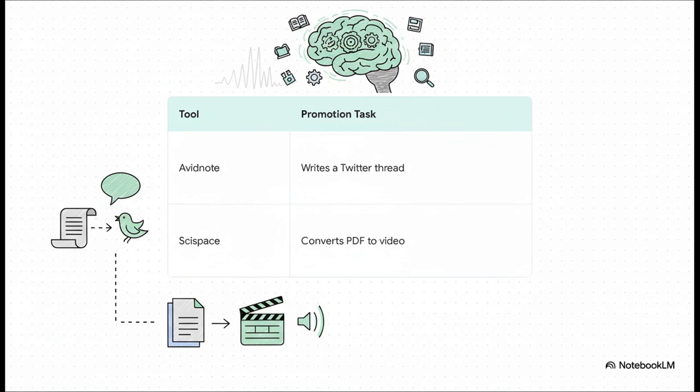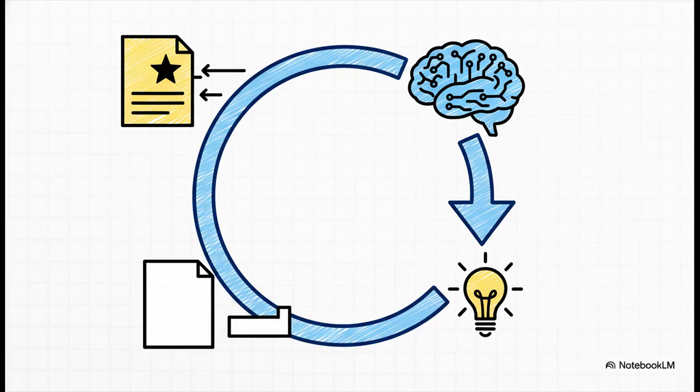And SciSpace can do something that sounds like science fiction. It can turn your PDF into a promo video with slides and a voiceover. It can even clone your own voice so it sounds just like you're the one presenting it. And then the whole cycle just starts over. AI can go through the reference list of the paper you just published and start generating ideas for your next big study. It creates this amazing continuous pipeline of research.